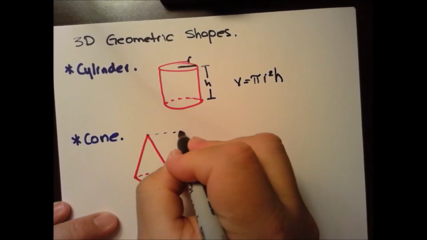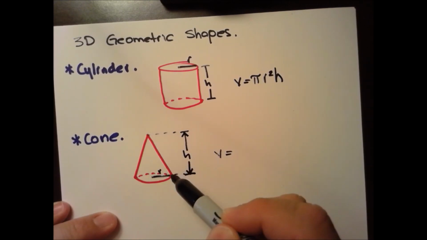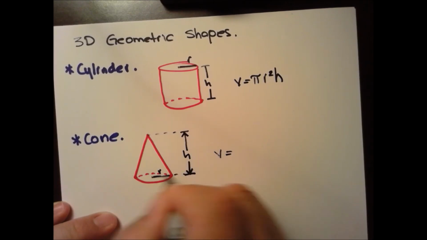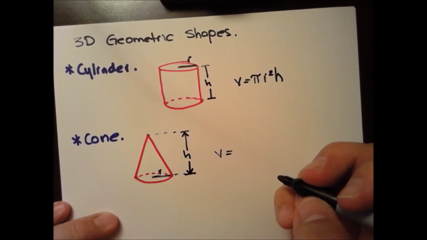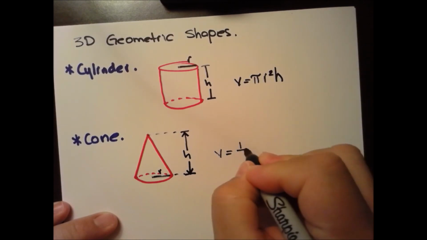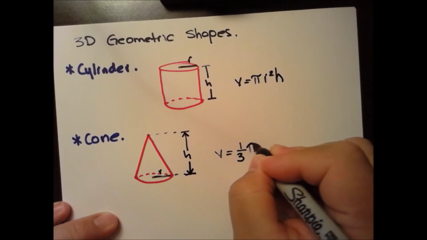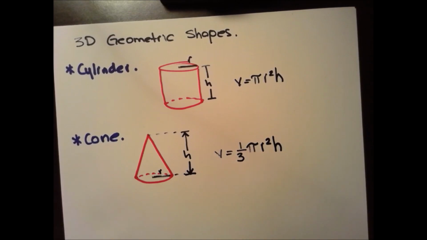It's very important not to consider this side as a height. Remember that the height should always be at 90 degrees with the base. So the final formula for the cone is going to be 1/3, or dividing by 3, of pi times the squared radius times the height. Something very similar to the cylinder.